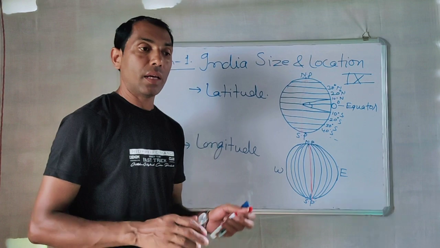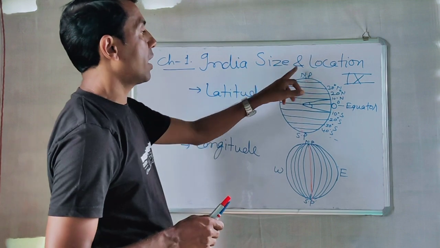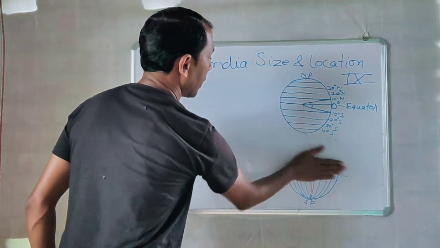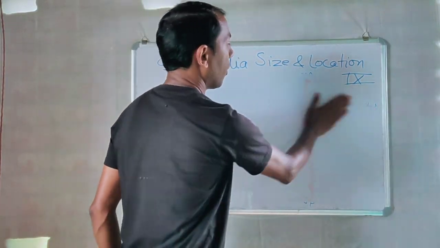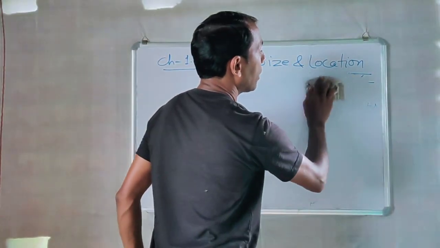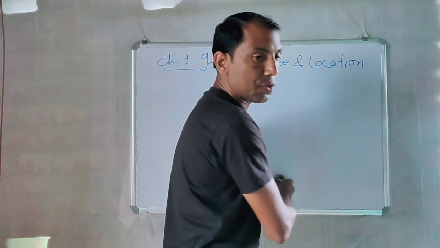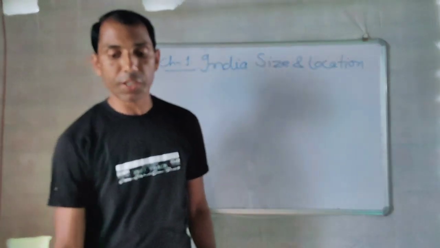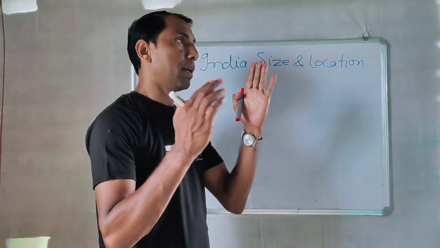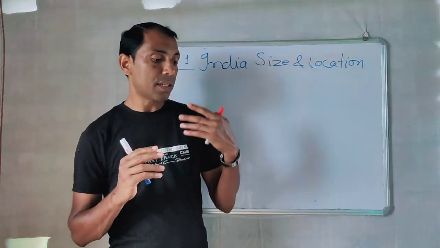Now we will easily understand the latitude and the India's size and location very well. See, India is a very vast country and it has great diversities. In India, the oldest civilization was the Indus civilization.